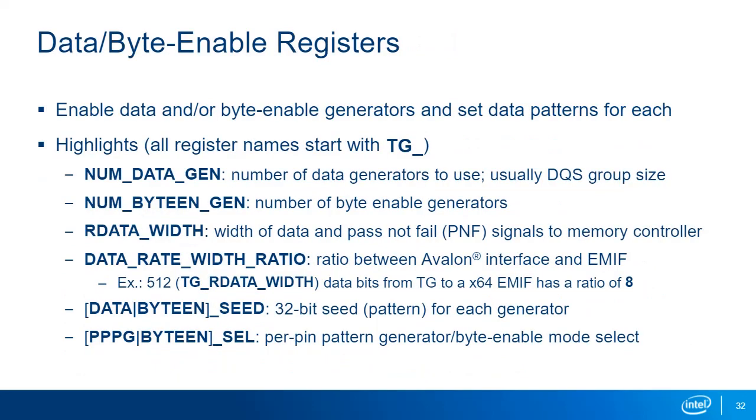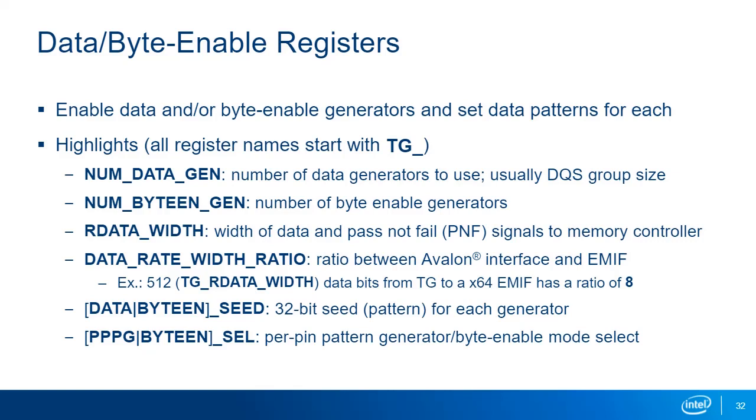And here are some of the data pattern control registers. num-data-gen lets you set the number of data generators to use. In most cases, you'll set this to the size of the DQS groups. Use num-byte-enable-gen to set the number of byte-enable generators.